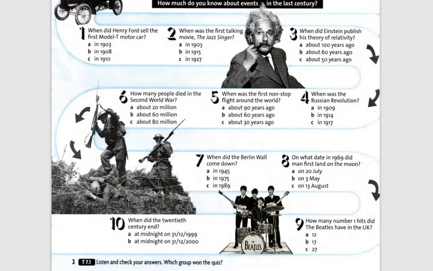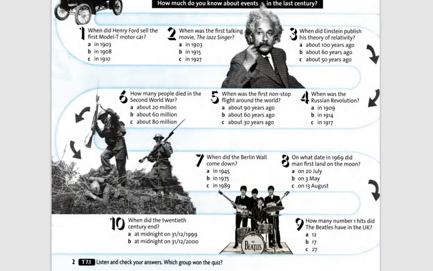Unit 7, tape script 7.1, 20th century quiz. 1. Henry Ford sold the first Model T in 1908. 2. The first talking movie, The Jazz Singer, was in 1927. 3. Einstein published his theory of relativity about 100 years ago. 4. The Russian Revolution was in 1917. 5. The first non-stop flight around the world was about 60 years ago.